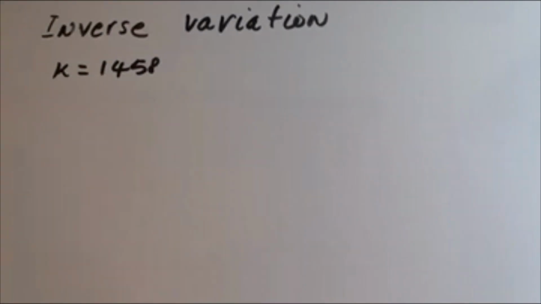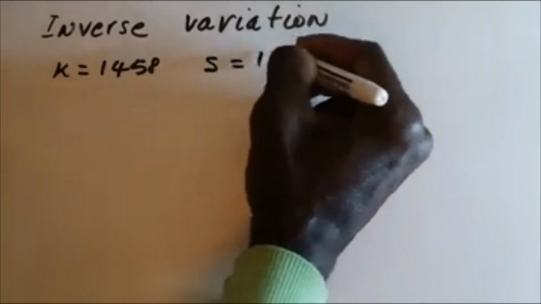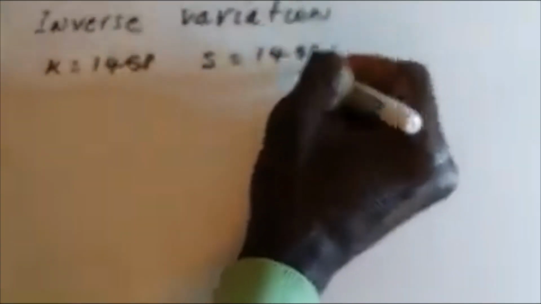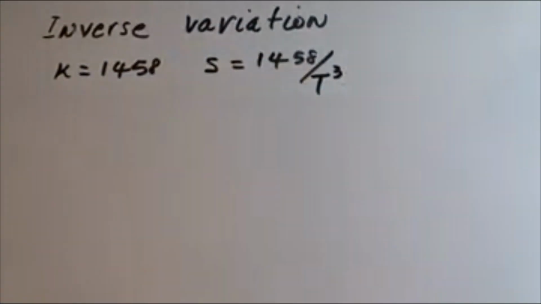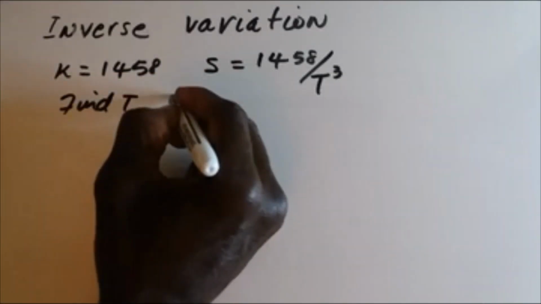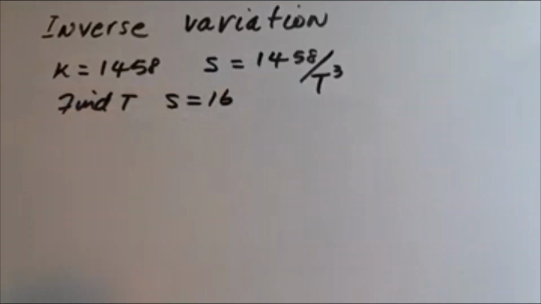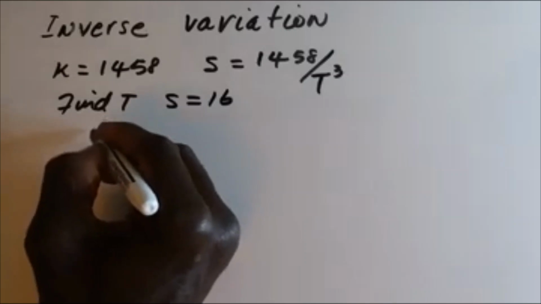Now that we've calculated k, now we have the formula. s is equal to 1458 over t cubed. And this is our formula if we want to calculate any of the other variables. So our question was asking, find the value of t, find t when s is equal to 16. And we can do that with simple arithmetic.